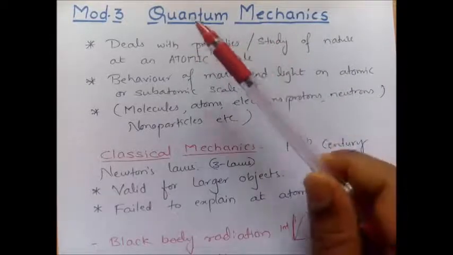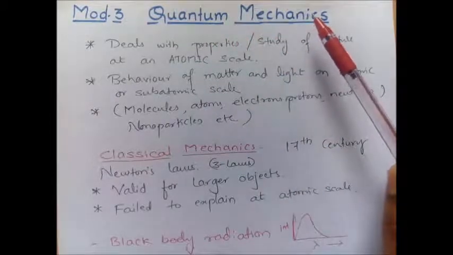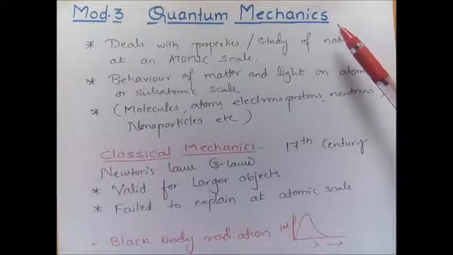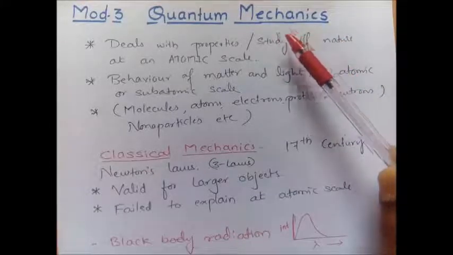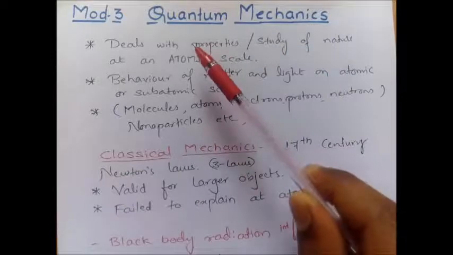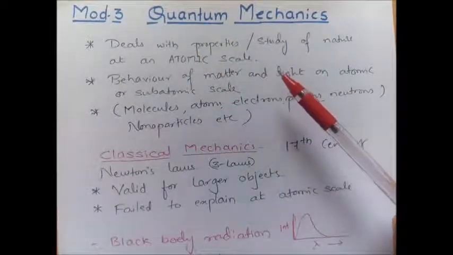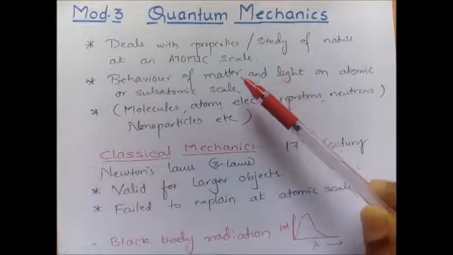Here we have two terms: one is quantum and the other is mechanics. We know very well what mechanics is. The study of objects in motion is called mechanics, or we can call it dynamics. Now, what is quantum that we are going to learn, or the quanta? We have already seen that a packet of energy is a quanta. Such things we are going to learn in this chapter.